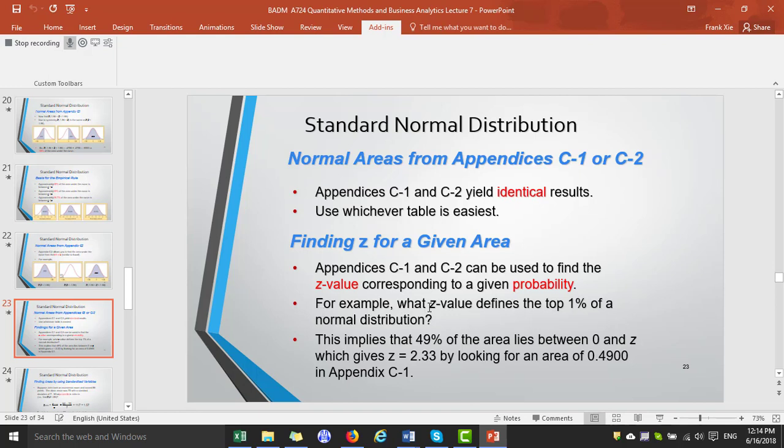For example, what Z value defines the top 1% of a normal distribution? Top 1% of the distribution implies that 49% of the area lies between 0 and Z, right? That's why it's 49%. Which gives a Z of 2.33 by looking for an area of 0.4900 in appendix C1. Once you go to appendix C1 and look for the probability of 0.49, you will find the Z score of 2.33. Okay.